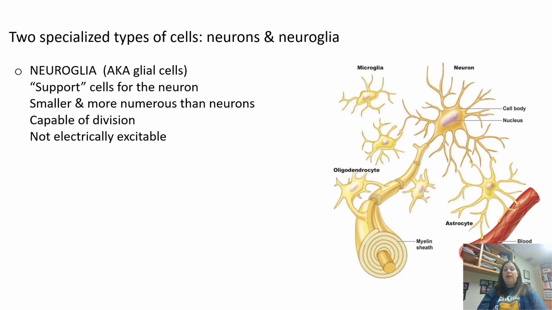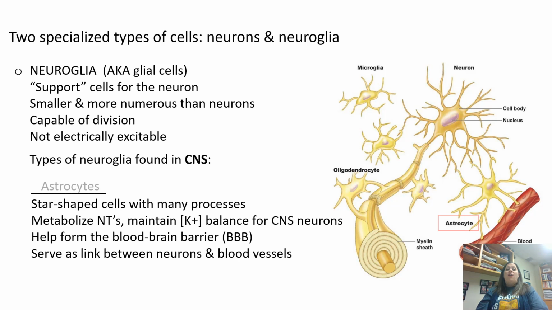They are capable normally of cell division, but they do not actually send action potentials like the neuron does. They're not electrically excitable. There are several types of neuroglial cells that are found specifically in the central nervous system, so your brain or spinal cord. These star-shaped cells with many processes in the central nervous system are known as astrocytes. These are going to metabolize neurotransmitters, maintain potassium balances in your central nervous system, as well as help form a blood-brain barrier. These are going to serve as a link between your neurons and your blood vessels.